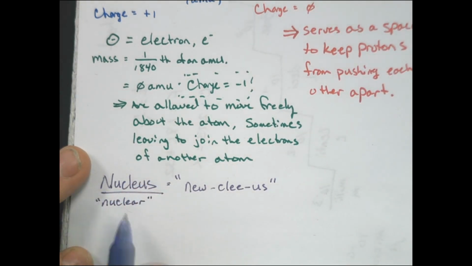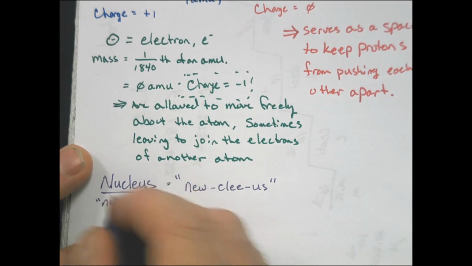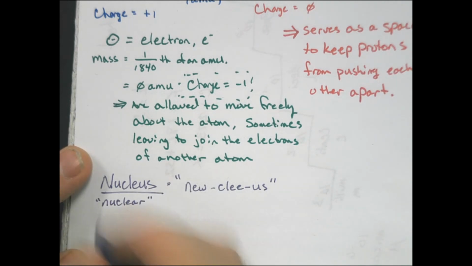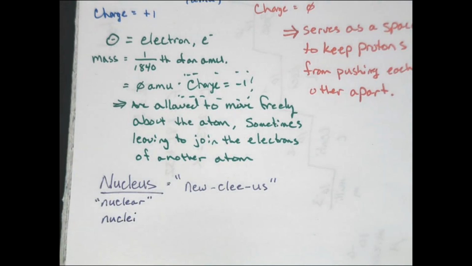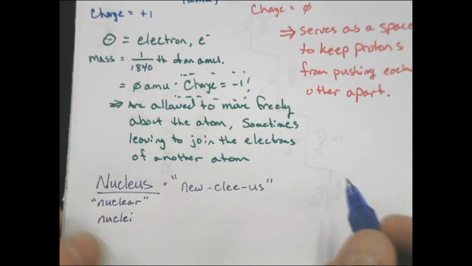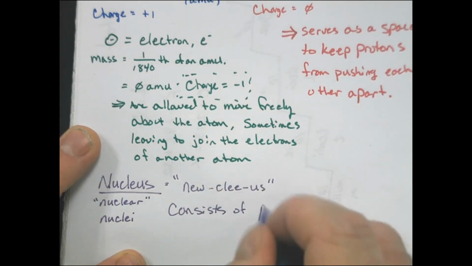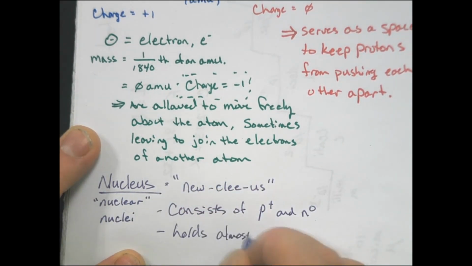Words related to nucleus are nuclear. It is technically nuclear, but it's okay if you cheat and say nuclear. The other one is the plural for nucleus, which is actually an important thing for you guys. The plural for nucleus is nuclei. It is the traditional Latin spelling: the Latin plural of US is to end with an I. The nucleus consists of protons and neutrons, and it holds almost all of the mass of the atom.